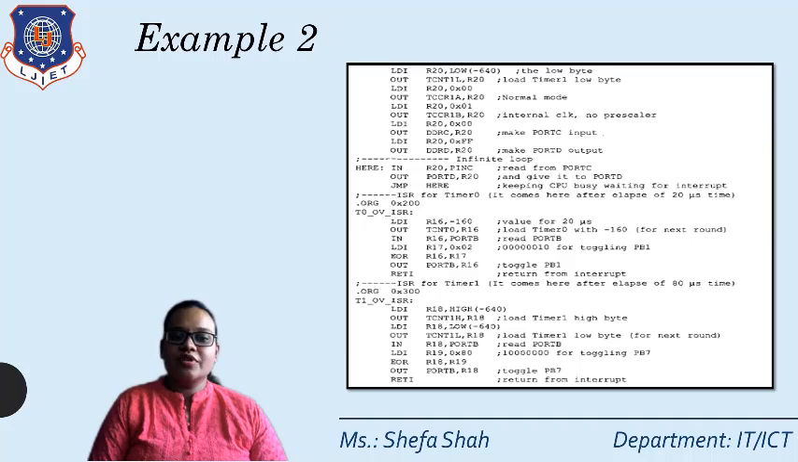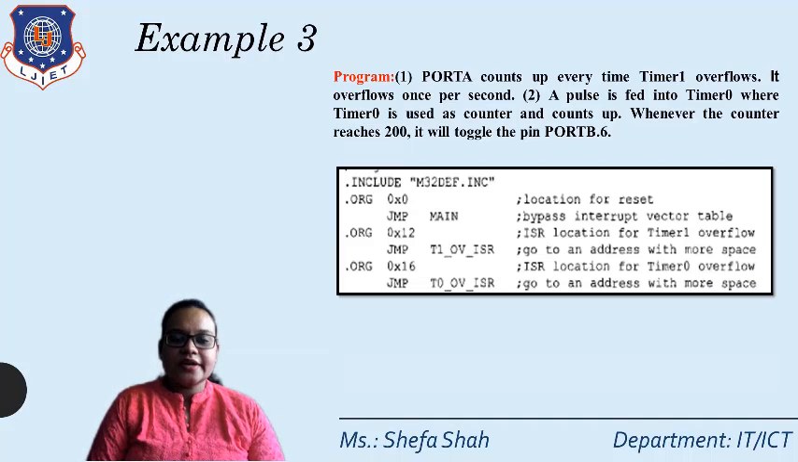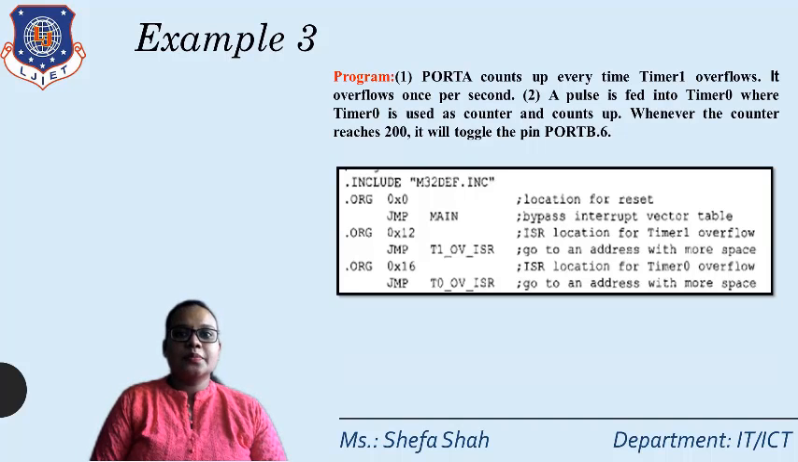So the same program will be written for the timer 1 itself, and again we will load the count here. So that is all about example 2, in which we have used two timers, that is timer 0 and timer 1, as an interrupt. Right. Now let's talk about example 3.